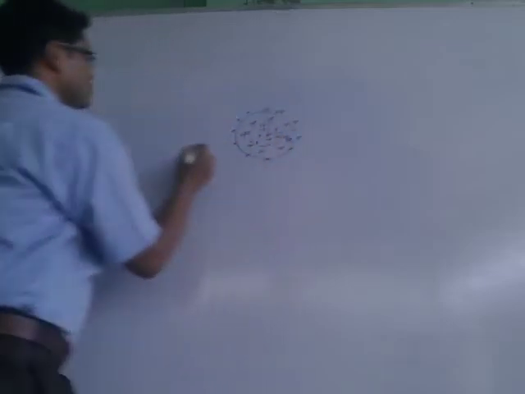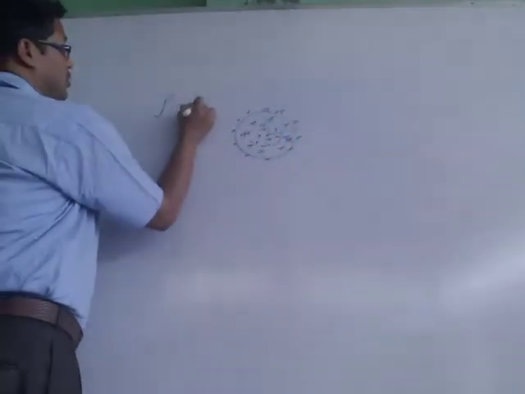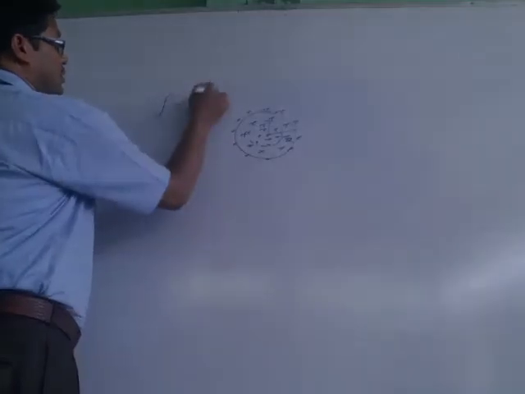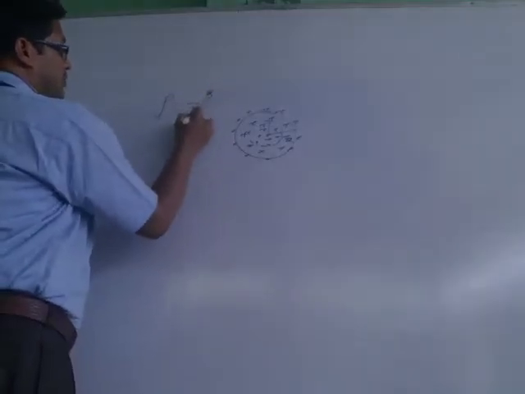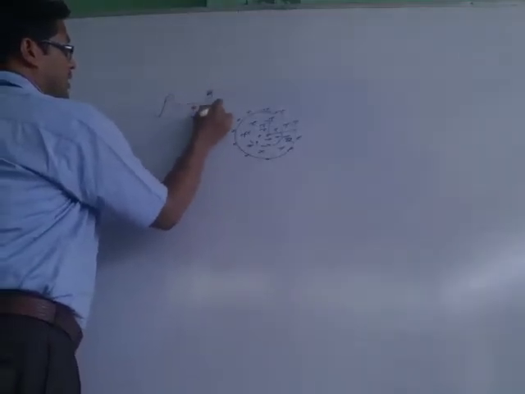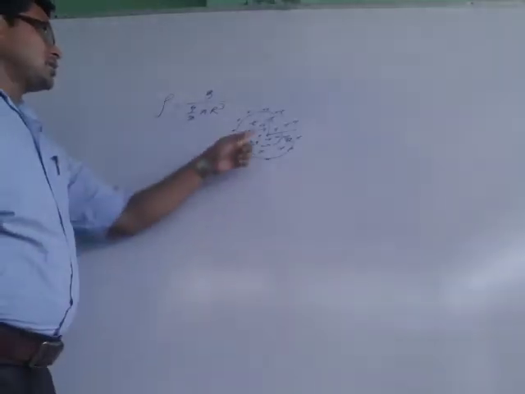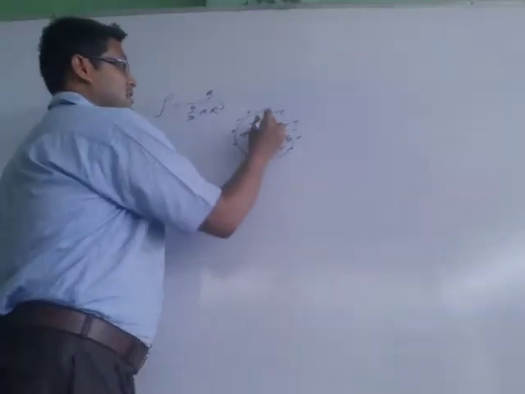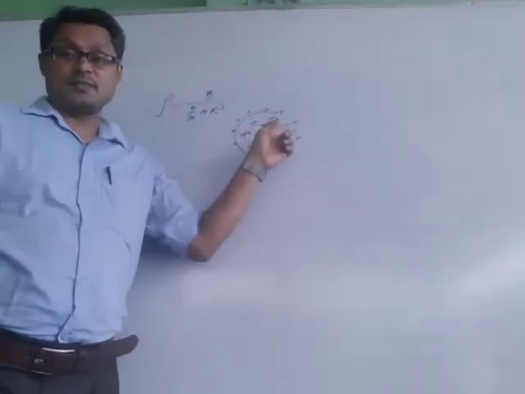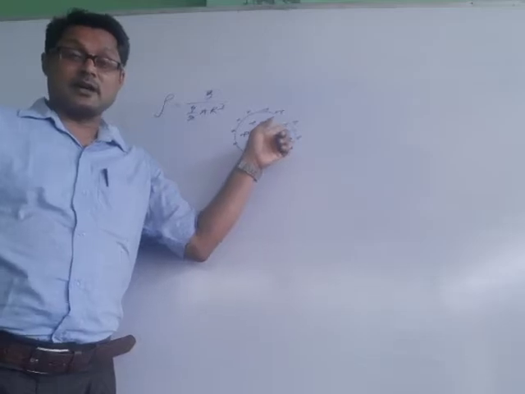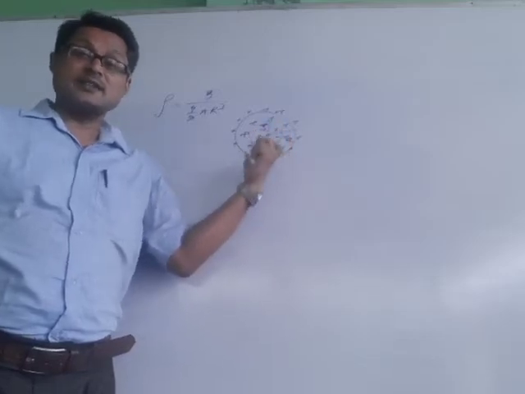So what is the volume charge density? That is rho equal to q by 4/3 pi R cube. This is called volume charge density. Now I want to find out the intensity at a small distance r from the center, which is situated inside the sphere.